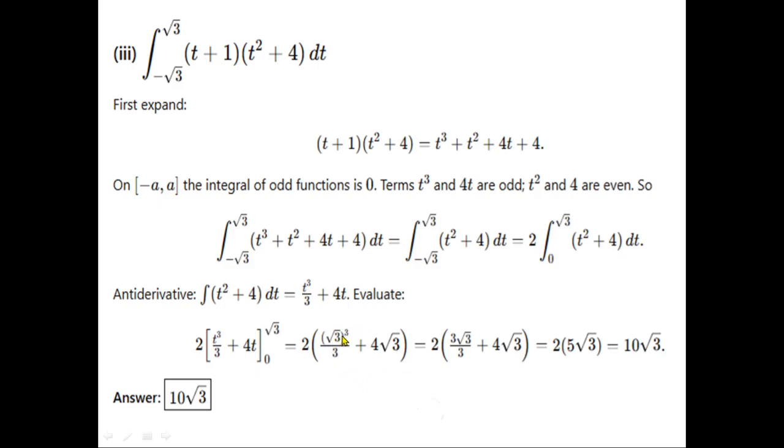This root 3 whole cube, that is root 3 whole square equal to 3, and there is another root 3, that becomes 3 root 3 by 3 plus 4 root 3. Then this becomes 2 into 5 root 3, that equals 10 root 3.